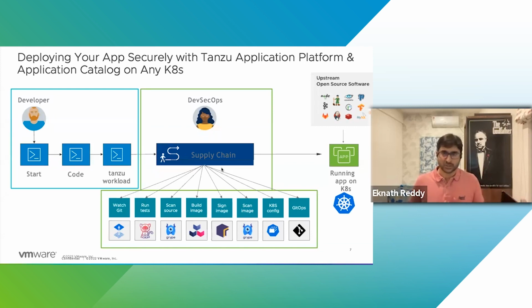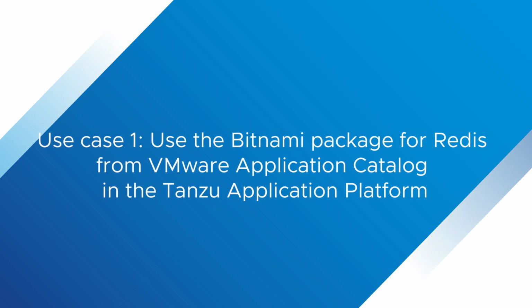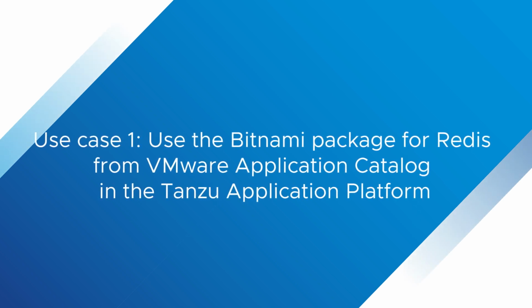In case a developer or operator wants to use any sort of external resource like a Postgres database, all they have to do is claim the resource from VMware Application Catalog. And within a few seconds, you can see the resource getting created in the backend and it can be used by the operators to integrate with the application, right? Let's just quickly jump to the demo and we'll see how things work.